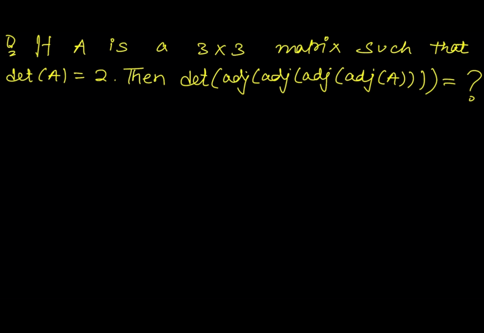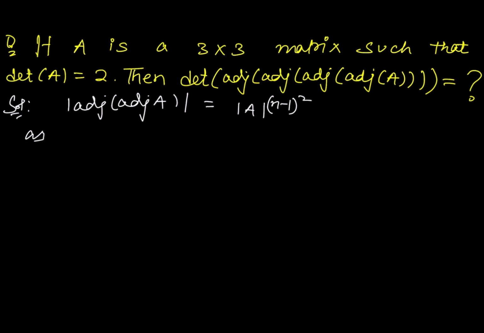See, students, this question is totally formula based. I know that determinant of adjoint A is nothing but determinant of A whole power n minus 1 whole square. And this formula comes from determinant of adjoint of A, which is determinant of A whole to the power n minus 1.